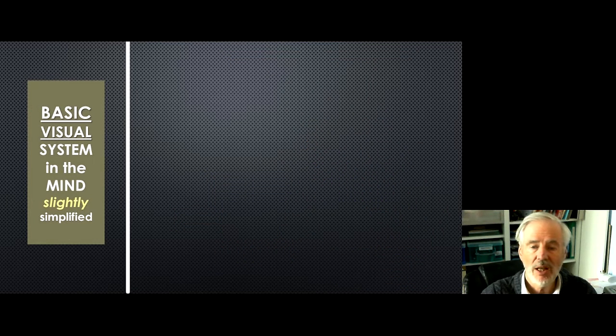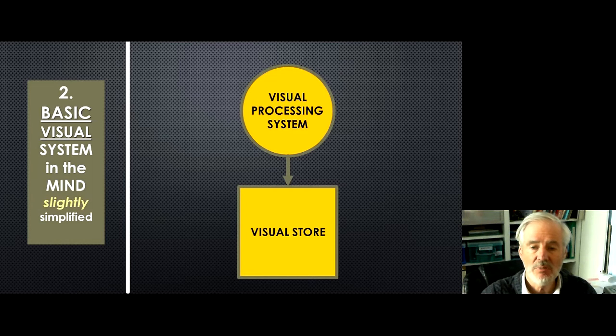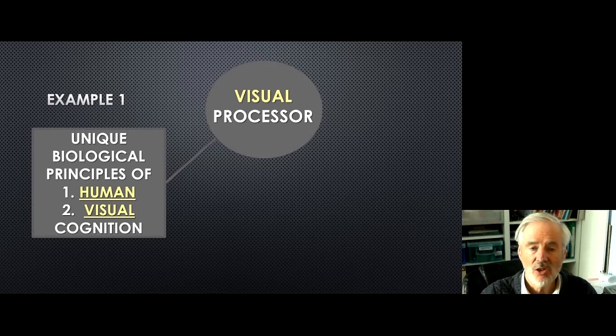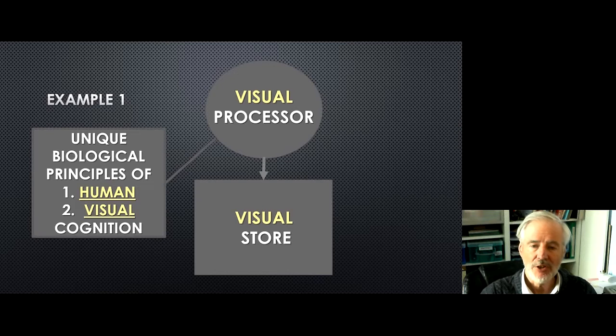And if you look now at the basic visual system in the mind, at this more abstract level, you have the following. You have a visual processing system and a store. So all of the systems are the same. They have the identical design, a processor and a store. And the processor incorporates all the unique principles of human visual cognition. In other words, human as opposed to other species, and visual as opposed to other types of system elsewhere in the mind and brain. And there is a store where representations of the visual world are stored, amended, added to over the lifetime.